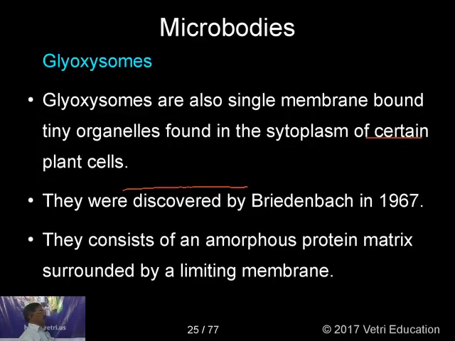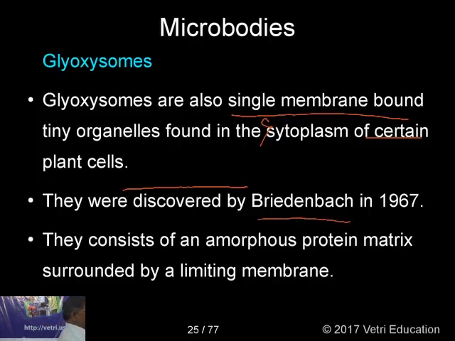The next one is the glyoxysome. These are also single membrane bound, tiny organelles found in the cytoplasm of certain plant cells. They were discovered by Beevers and Breidenbach in 1967. They consist of an amorphous protein matrix surrounded by a limiting membrane.